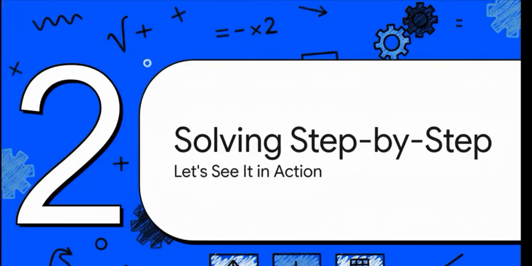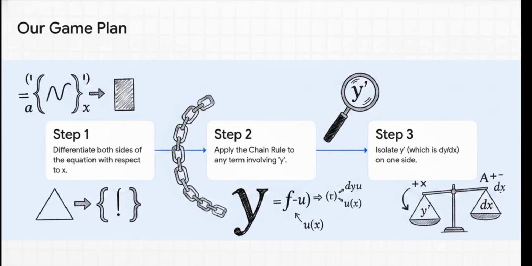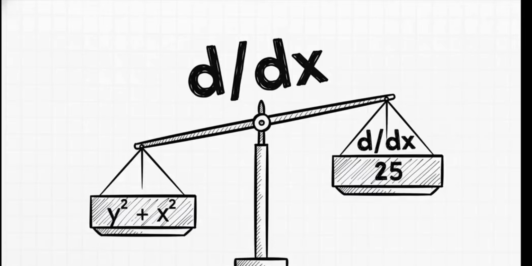Okay, so theory is great and all, but let's actually see this thing in action, right? Let's break down the solution into 3 super clear, manageable steps so you can see exactly how it's done. So here's the game plan. Step 1, we differentiate both sides of the equation with respect to x. Step 2, and this is the really important part, we have to apply the chain rule to any term that has a y in it. And then step 3 is the easy part. Just do a little algebra to get y prime all by itself. Ready? Let's do it.